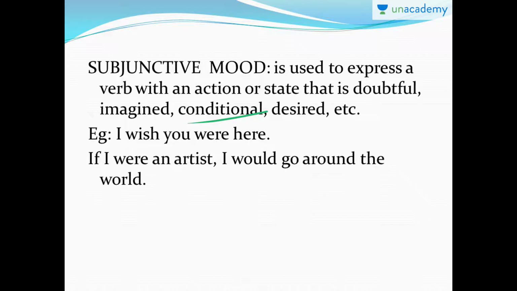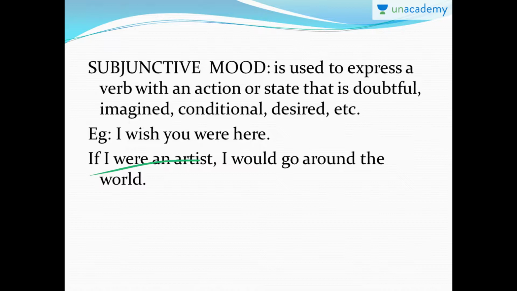Okay? Now, so I wish you were here. So here I'm wishing, I'm desiring for you to be here. So this is a conditional, this is a subjunctive sentence. If I were an artist, I would go around the world. This is a conditional sentence because there are two parts.